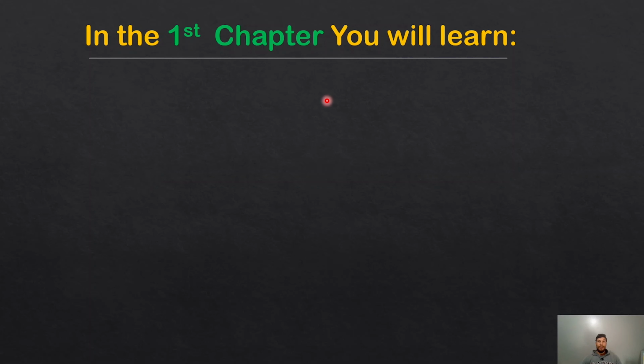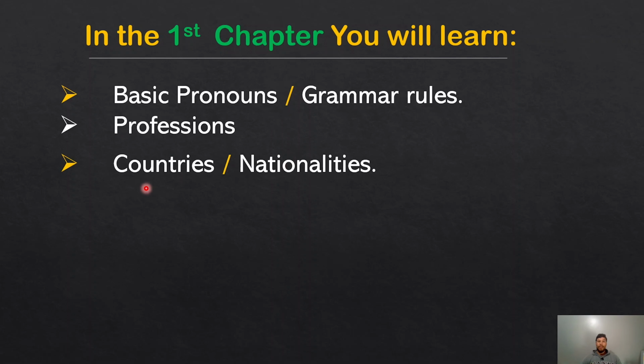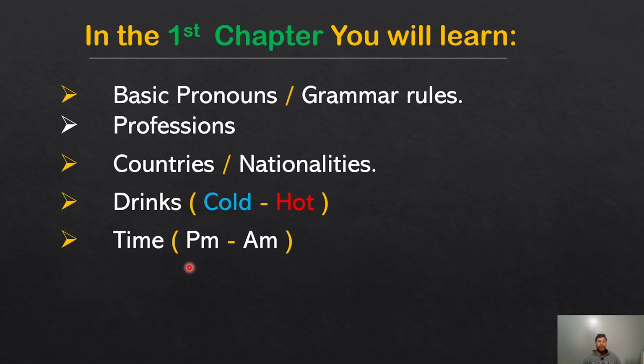The first chapter is ready for you to go through. Let me show you what you are going to learn in the first chapter. First, we will start with some basic pronouns and some basic grammar rules. Then we will learn some professions, countries and nationalities, drinks, cold drinks, hot drinks, the time in Arabic using PM or AM, and we will learn numbers from 1 until 99.